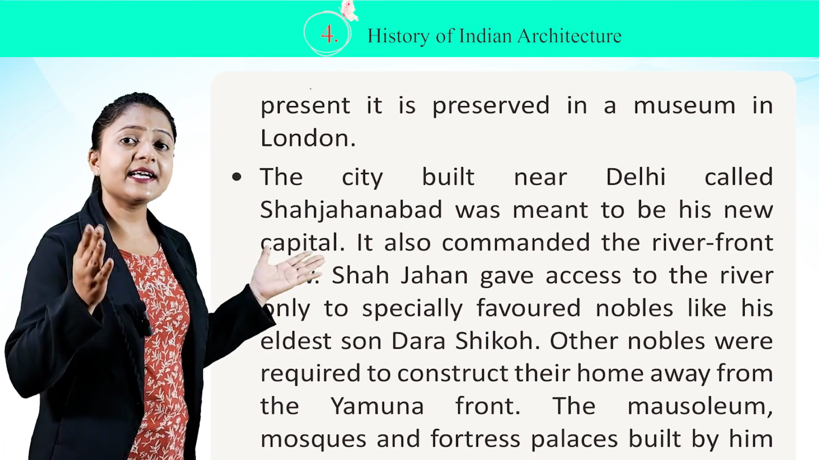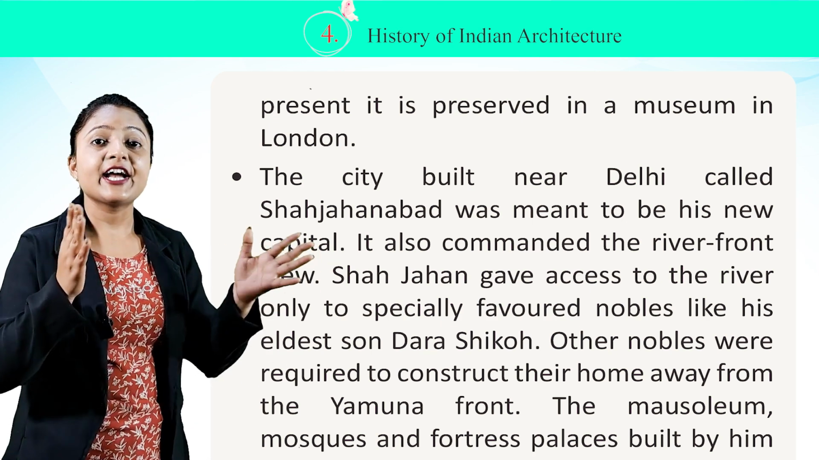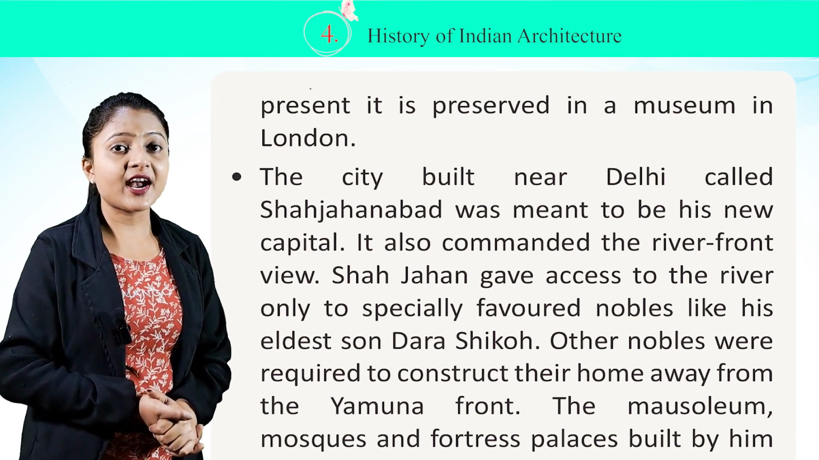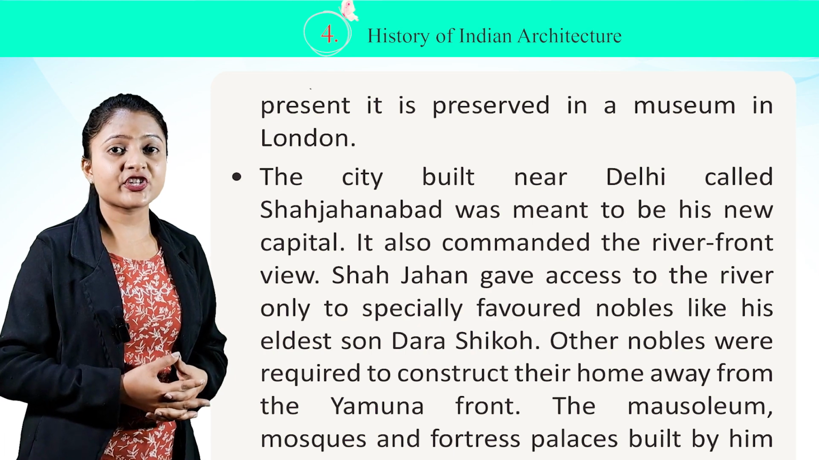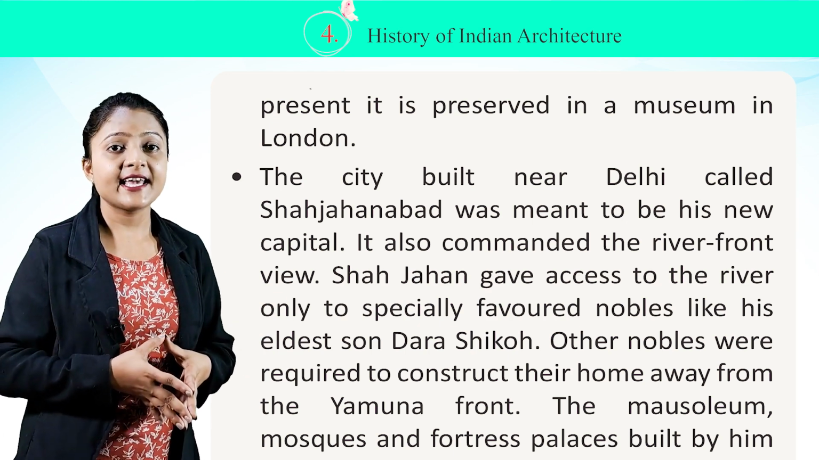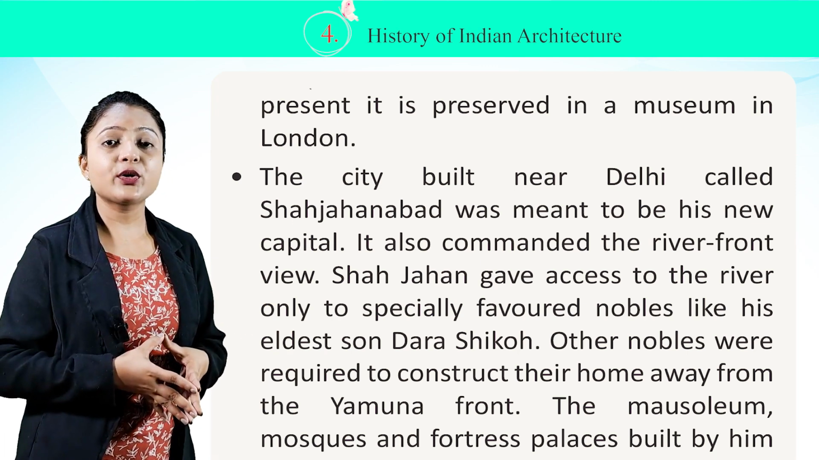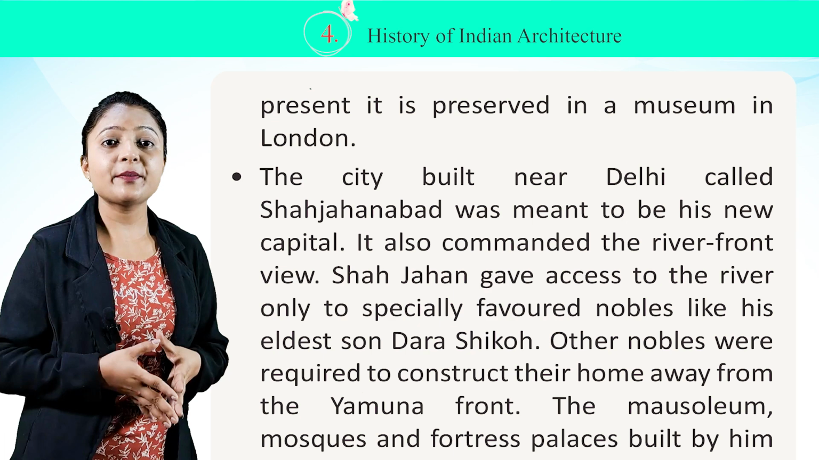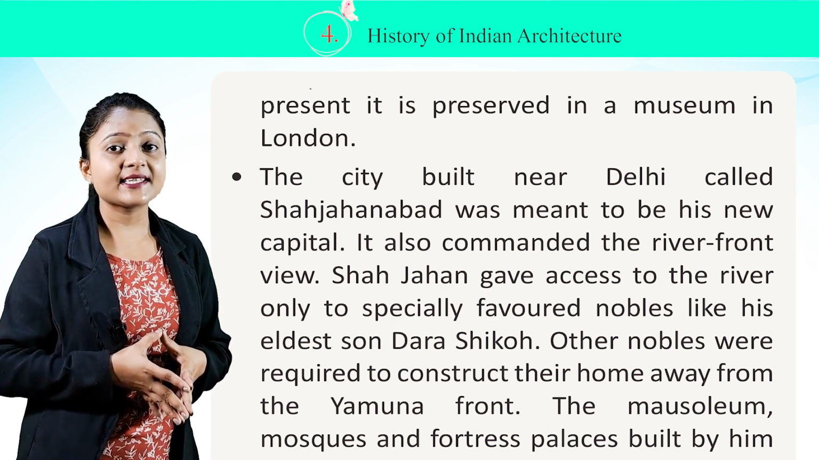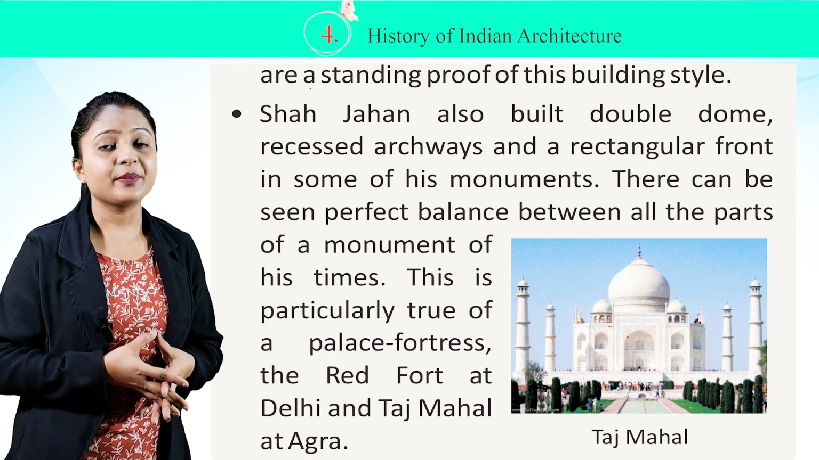The city built near Delhi called Shah Jahanabad was meant to be his new capital. It also commanded the riverfront view. Shah Jahan gave access to the river only to especially favored nobles like his eldest son Dara Shikoh. Other nobles were required to construct their homes away from the Yamuna front. The mausoleum, mosque and fortress palaces built by him are a standing proof of this building style.